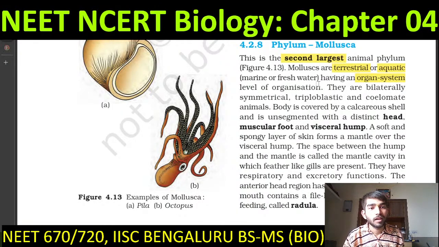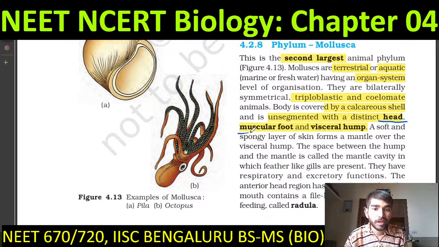Having an organ system, this is again expected; from the annelids thereafter everyone has an organ system. They are bilaterally symmetrical, triploblastic, coelomate, body is covered by a calcareous shell and is unsegmented with a distinct head, muscular foot, and visceral hump. So here you see there is some repetition of head, muscular foot, and visceral hump, but there is no proper segmentation which can be seen externally. If external and internal segments were present, then we would have said that this phylum also has segmentation or metamerism, but this doesn't have, unlike the previous groups like annelids or arthropods. So that is why it has an unsegmented body. This is important to remember.